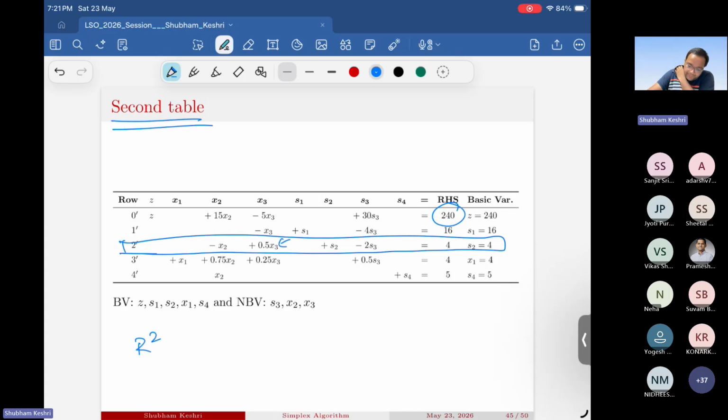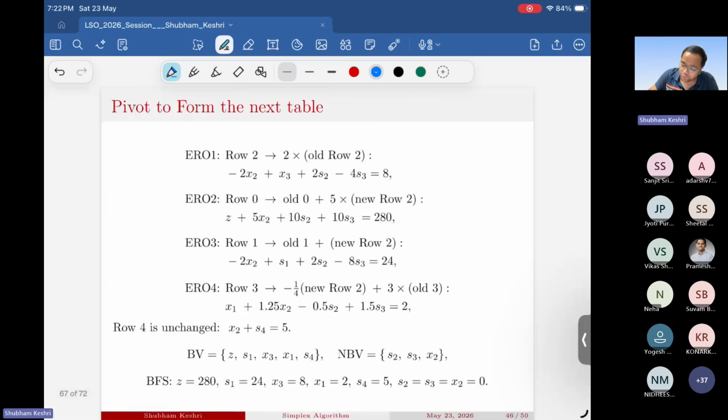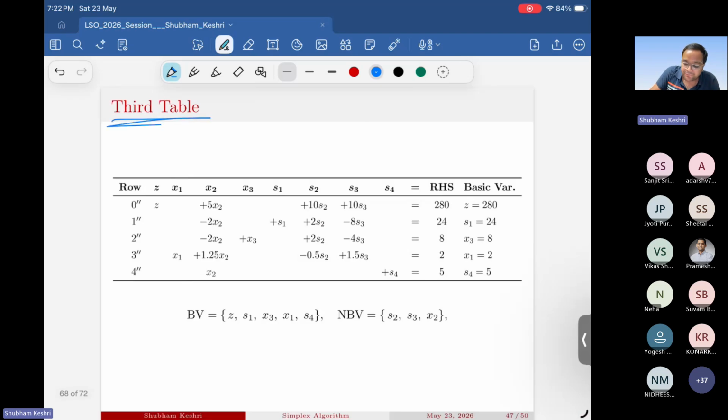Row 2 dashed will be row 2 times 2. You just multiply row 2 by 2. You will make this coefficient as 1 and then perform the elementary row operations and make this coefficient as 0. Once you do that, I have listed down the elementary row operations. You can just read when I upload the slides. Once you do that, we will have the third tableau.